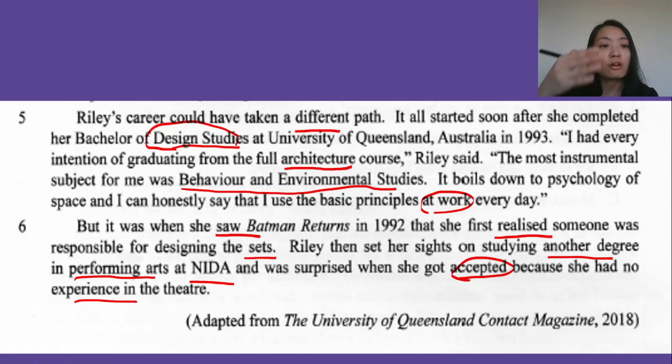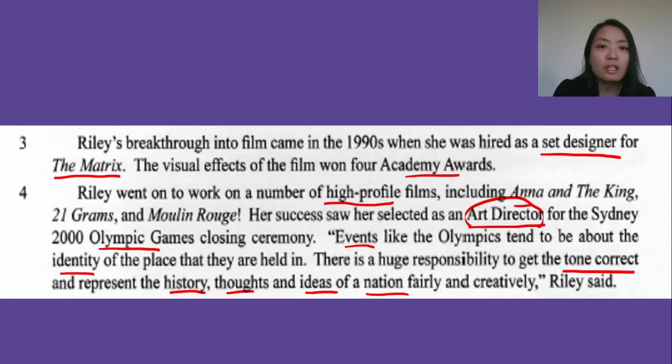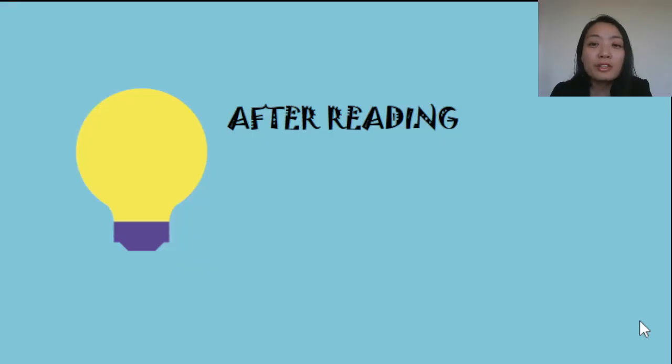This was in paragraph 5 and 6, and then earlier talks about the struggles that she had trying to make the set for Game of Thrones, and also we find out a bit about the other high-profile films that she did over here. All right, in her career. So now you know, okay, this part is talking about Riley's career. So you're done reading the text. What do you do next?